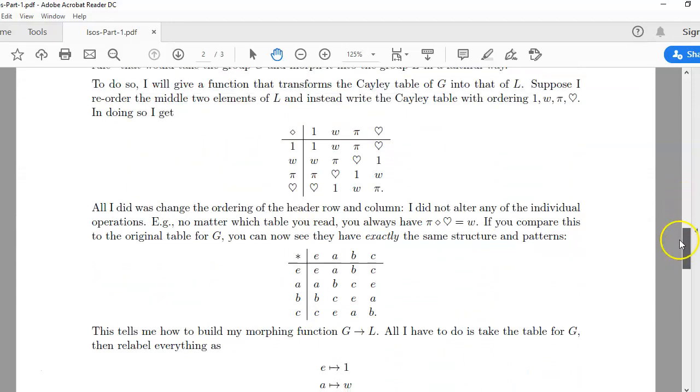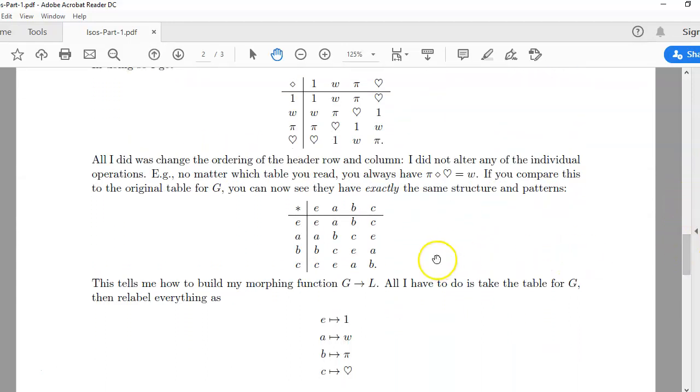But now you can see that I can actually generate this table from this table if I take every E that I see and make it a 1. Take every A that I see and make it a W. Take every B that I see, make it a pi. Take every C that I see and make it a heart. So make every E a 1, every A a W, every B a pi, every C a heart. That will take this table and generate this table.